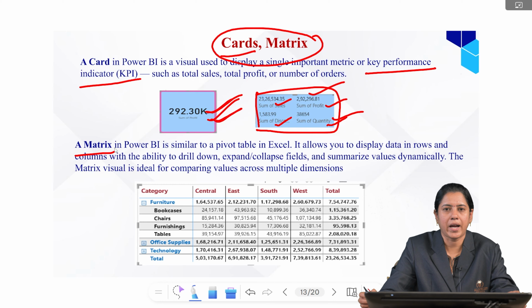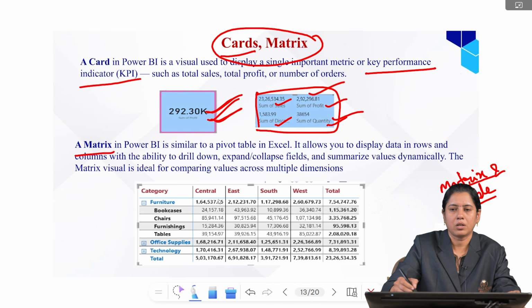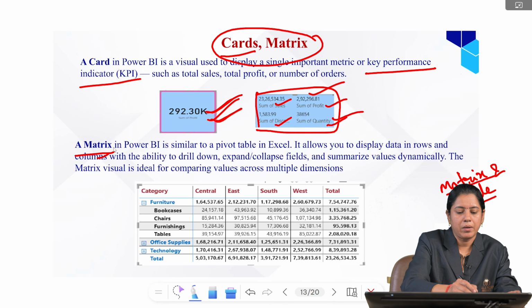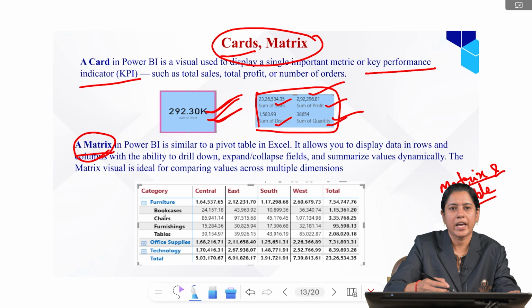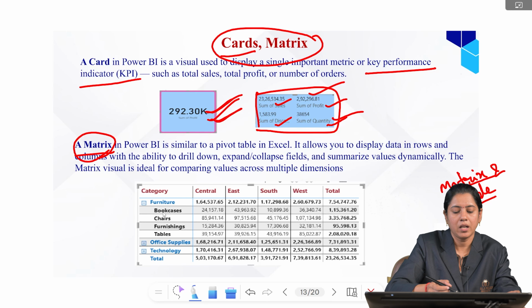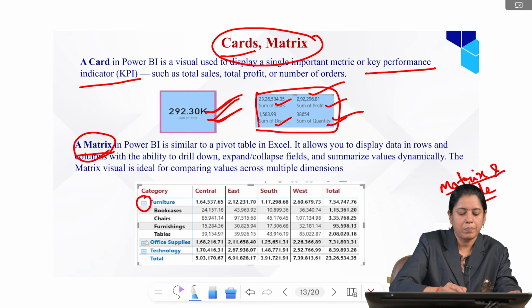The next element is the matrix. Matrix and table are two table-like charts in Power BI. Both are in a table manner only, and both contain rows and columns. But the beauty of the matrix is that we have the expand and collapse power here. Observe here that we have the plus.